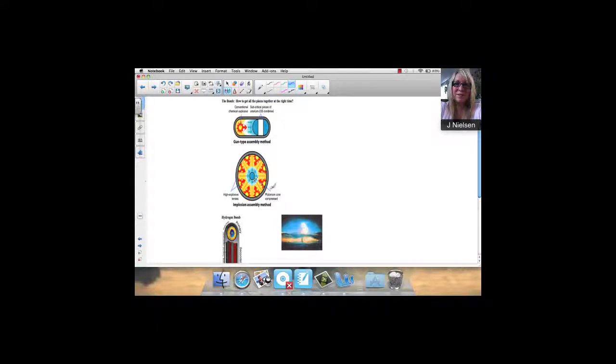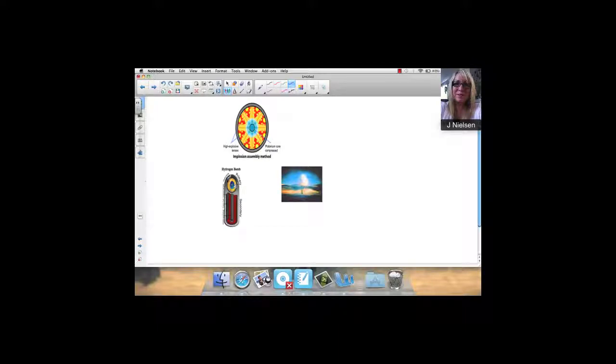And that's enough to get it going. The other type is the implosion assembly method, where you surround, in this case they have a plutonium core, and you surround it with explosive devices, so that this plutonium gets shoved together under high pressure and high velocity, which also creates a supercritical mass. Once you have a supercritical mass, then you've got the speed and the reaction will take place.